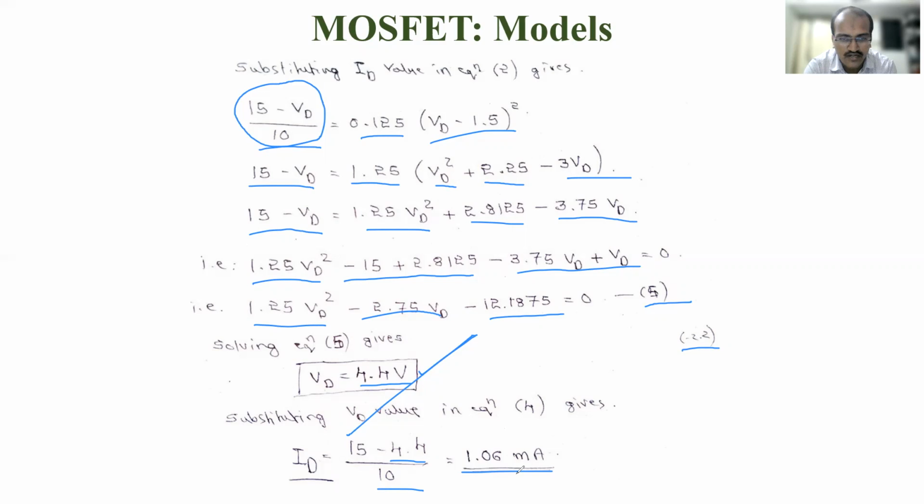So it is a rule that always a resistor value will come in kilo and drain current value will come in milli. So 1.06 milliamps and VD value got. So because of this, DC operating point understood, MOSFET biasing you understood now. So similarly, we continue with the MOSFET small signal operation now.